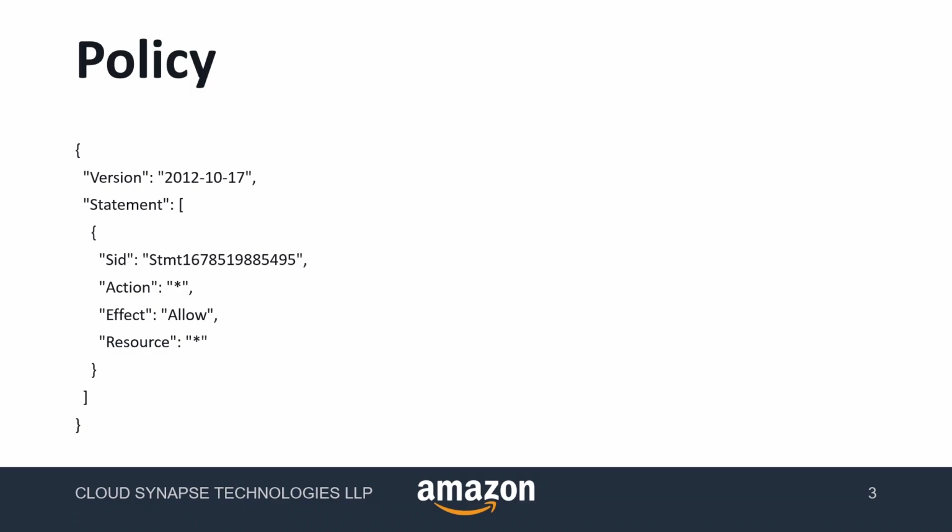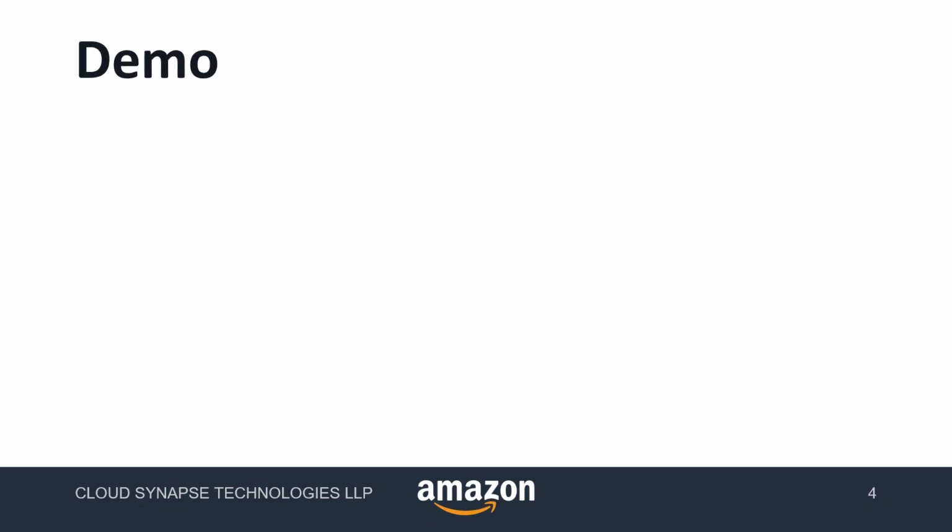So this is the sample policy which I have created. Policies are in JSON format, and this is how a policy looks. This policy is allowing all actions and all resources, which means it's a kind of administrator access. If you attach this policy to a group, that particular group will have administrator access. Or if you attach this policy to a user, that particular user will have all the access, like administrator access. Without wasting any time, let me get into the demo.